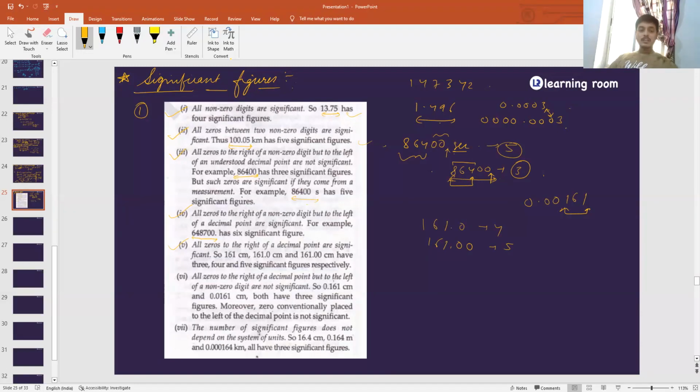Understood? And the last point: the number of significant figures does not depend on the system of units. Whatever unit you have, whether you write it in kilometers, meters, centimeters or decameters, all these rules we have to follow, and no change will be there in any system of units. So did you understand all these 7 points? You just read it once again, and if you have any doubt, any example that you are framing, I can write out the significant figures. Get it? And read it once.